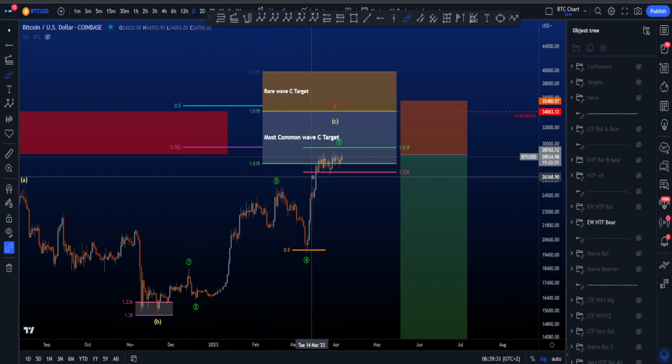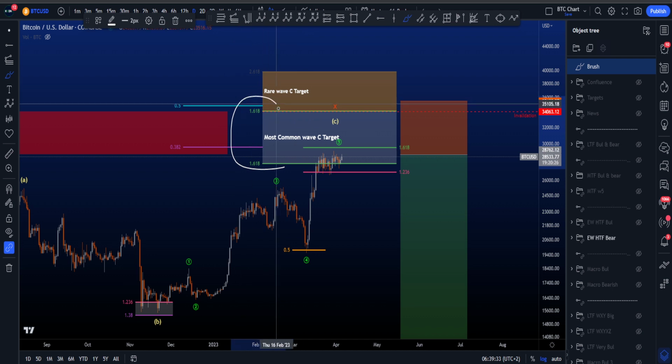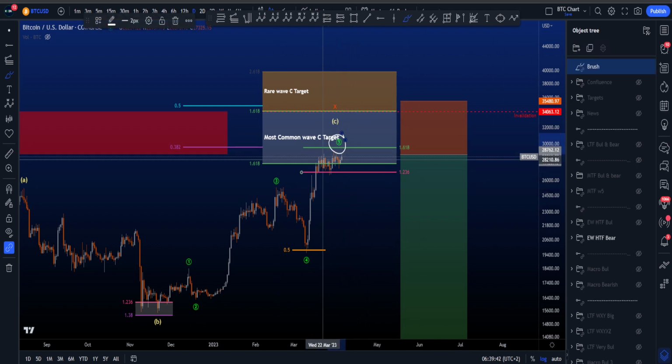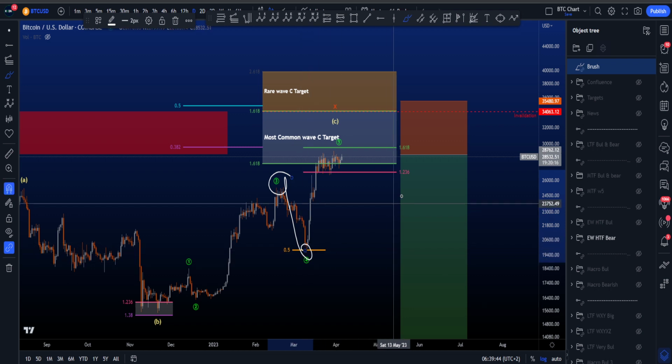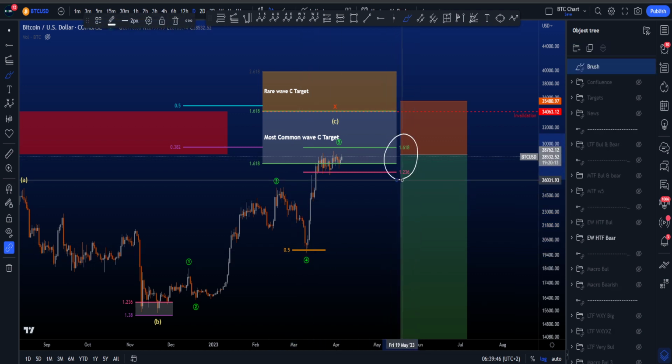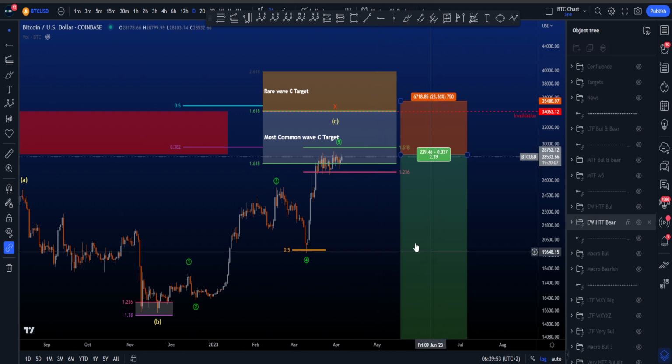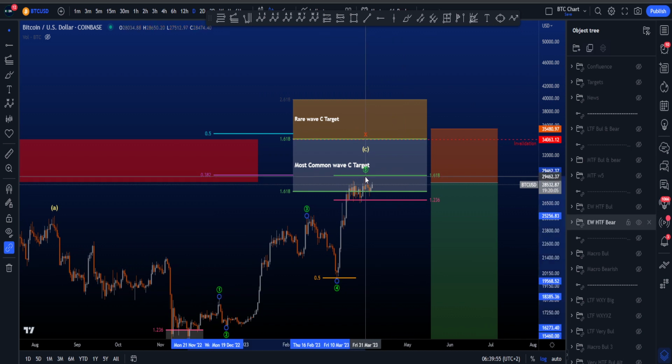Now the most common target for a wave C is in between the two 1.618s that you see over here, which is basically between 27.8K and 34K. And the most common target for a wave 5, pulled from the high of 3 to the low of 4, are the fibs you see here on the right side, the 1.236 and 1.618, and these are sitting between 26.8K and 29.6K. Now the end of wave 5 might already be in, actually.